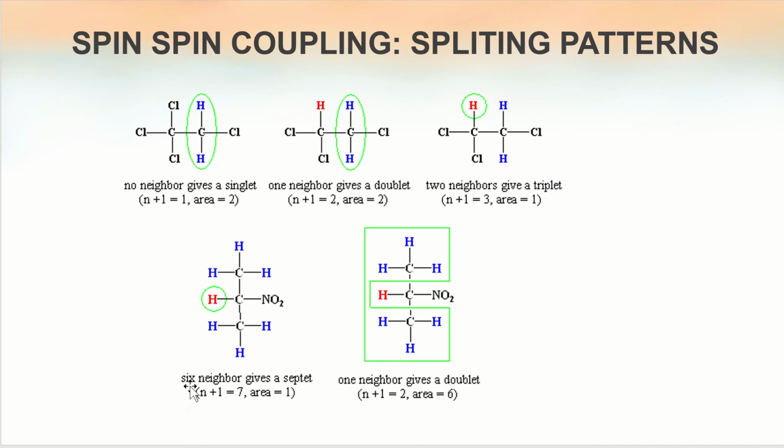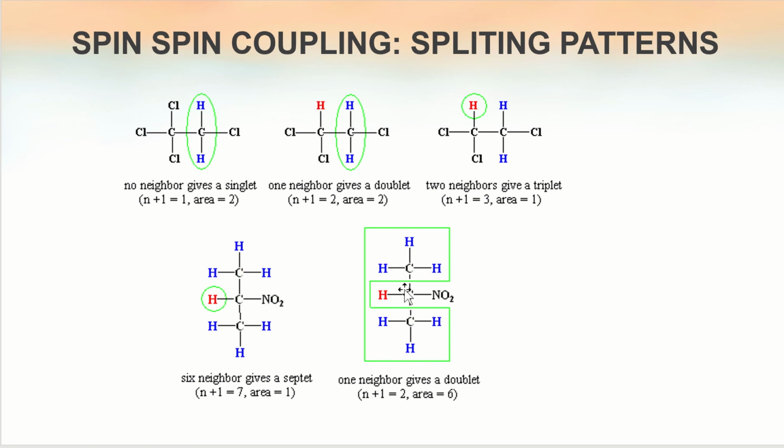All right, so in this case now we have 6 neighbors. This is the proton of interest. It's attached to a carbon that has two adjacent carbons, and both have 3 hydrogens each. So that gives us a total of 6. So our n therefore is 6. 6 plus 1 is equal to 7. The area under that curve would be 1 because it represents only one proton. And we would get a septet.